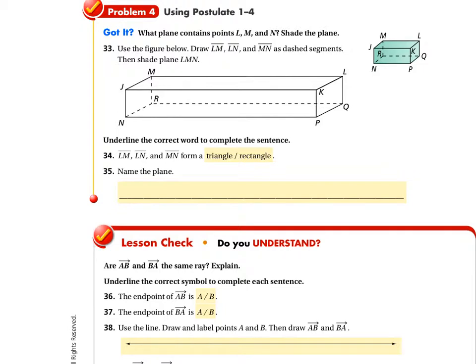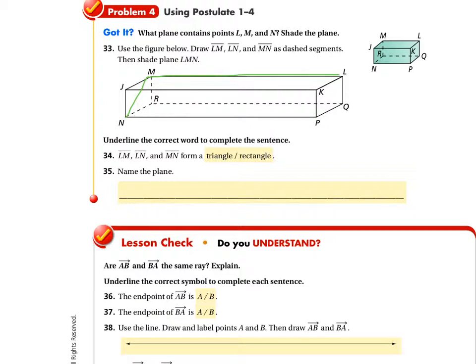And this last question says, what plane contains points L, M, and N? Shade the plane. So let's mark with our finger L, M, and N. If I combine, this one's a little bit more difficult. So I'm going to use this bigger box right here. So let's go ahead and connect L to M to N.